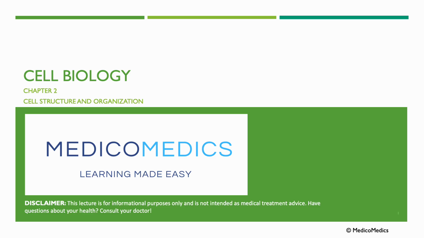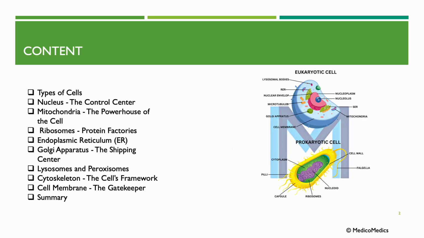Cell Biology, Chapter 2, Cell Structure and Organization. In this lesson, we will discuss different types of cells. We will delve deeper into the nucleus, discuss the mitochondria, ribosome, the endoplasmic reticulum, present the Golgi apparatus, present lysosomes and compare them with peroxisomes, present the cytoskeleton, discuss the cell membrane, and end with a summary.